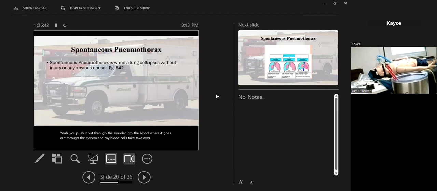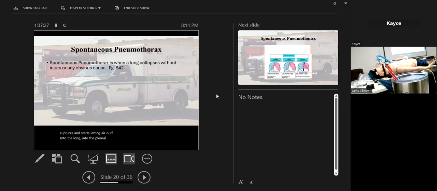Okay, spontaneous pneumothorax. When a lung collapses without injury or obvious cause. So what could be some causes of spontaneous pneumothorax? Rupture of the bleb, a weak spot in the lung. Right, so alveoli become weakened through smoking, vaping, whatever, and all of a sudden the alveoli rupture and start letting air out into the pleural space.